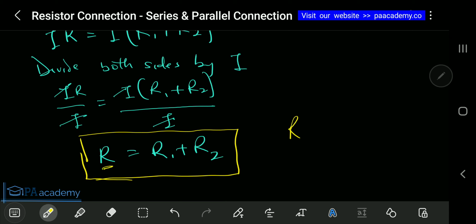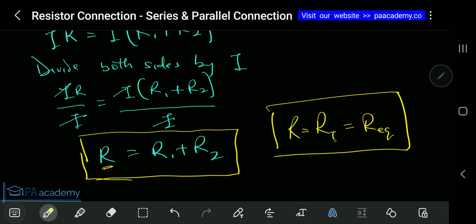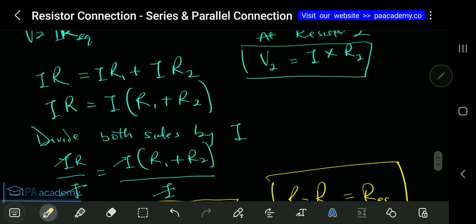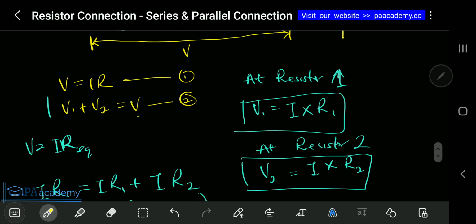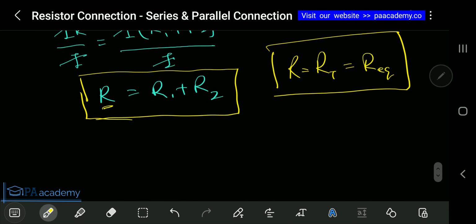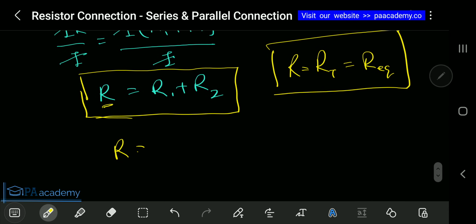It's the same step you are going to use even if the resistors are more than 2. In this example we used only 2 resistors, but even if it is 3 or 4, I'd encourage you to practice and see what you get. If it is 3, you're going to get R to be R1 plus R2 plus R3. If it is 4, it will be R1 plus R2 plus R3 plus R4, for 4 resistors connected in series. Try that yourself and get the answer.